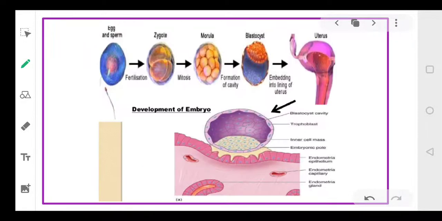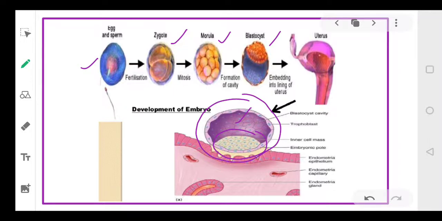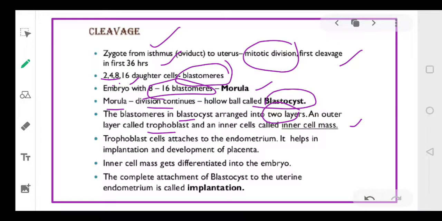Okay, let's look at this. This is your blastocyst stage. This outer mass is called your trophoblast and this is called your inner cell mass. So first, there is a fusion of male and female nucleus. Then zygote is formed. Then it undergoes division. So 2, 4, then it is called morula. Then it is blastocyst. Right, everyone? So blastocyst has the outer layer, which is the trophoblast, and then the inner cell mass. The trophoblast will attach with the endometrium and it helps in the implantation and development of the placenta. The inner cell mass will differentiate to form the embryo.